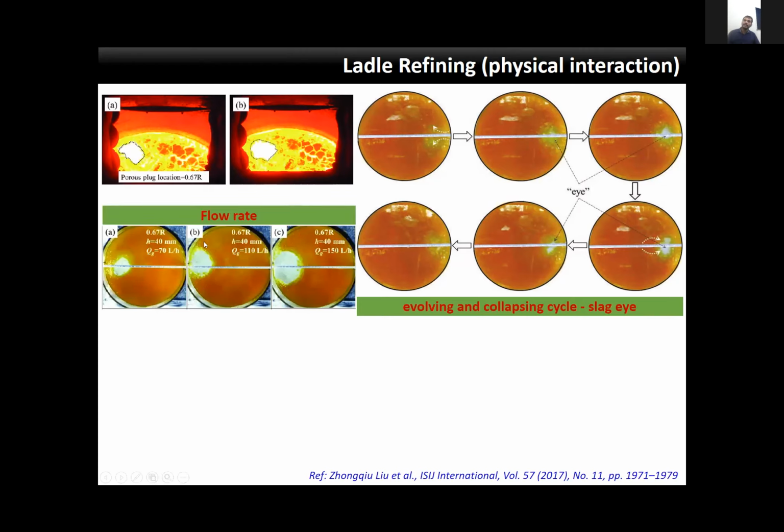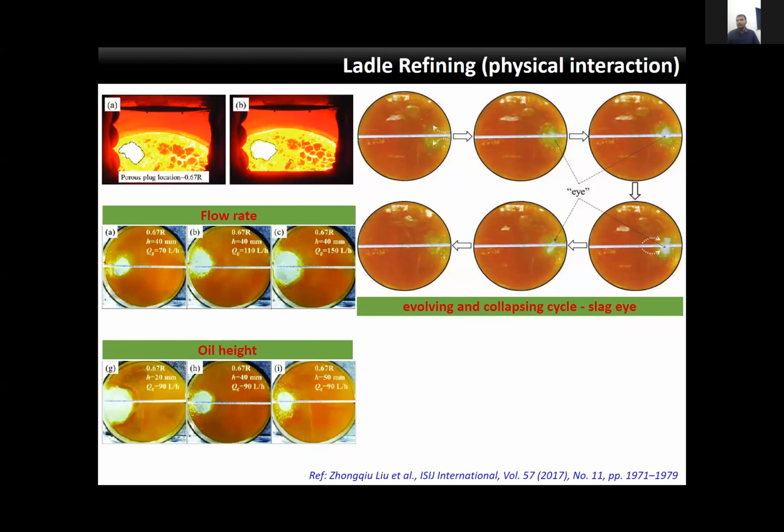And also you can see the effect of flow rate. When you increase the flow rate, the slag eye increases. When the slag eye is increasing, you are contaminating the steel more because it gets more scope to reoxidize and get contaminated with atmospheric air. And you can see when you change the oil height. Here oil is a simulant, the reddish brown one shown in all these pictures. It simulates the slag layer.